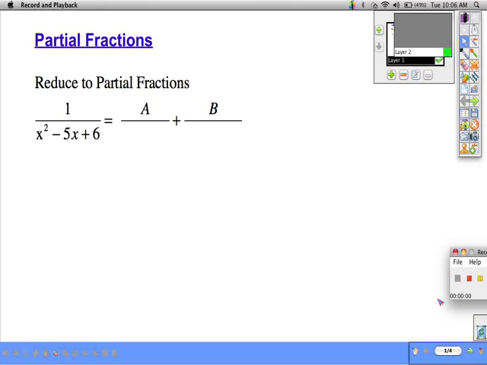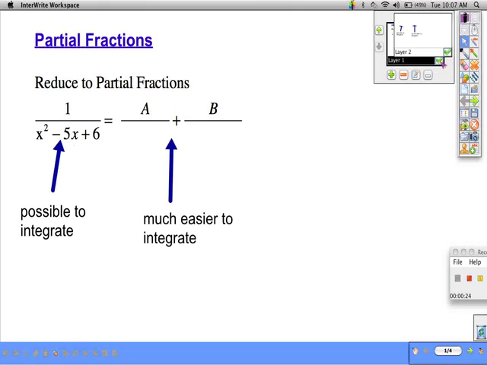We're going to look at a new way to integrate called using partial fractions. And this is something you should have seen earlier in one of your math classes, but we're going to review the method as well as deal with some more complex situations. So we have 1 over x squared minus 5x plus 6. And that's possible to integrate sometimes, but it's very difficult.